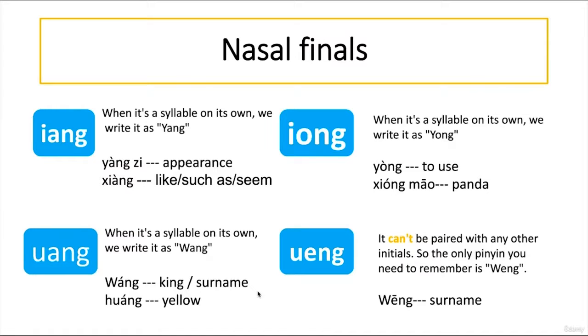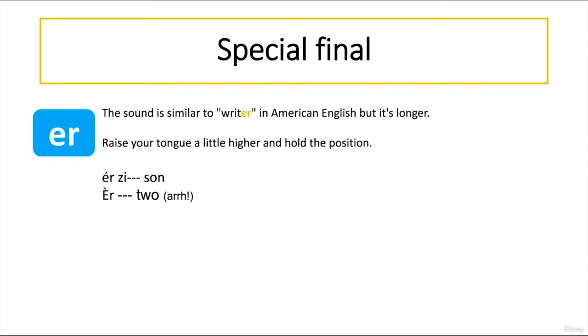The last one, special final. We only have one. This sound is similar to the ER sound in writer in American English, but it's longer. So raise your tongue a little higher and hold the position. So remember to pronounce it a little bit longer. For example, 儿子 means son. 二 means two.